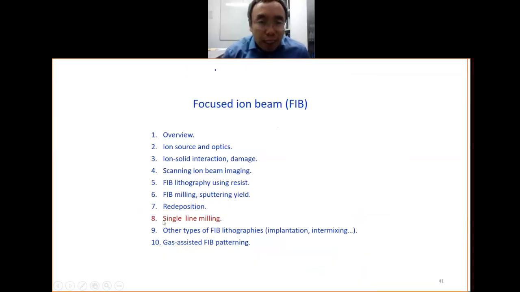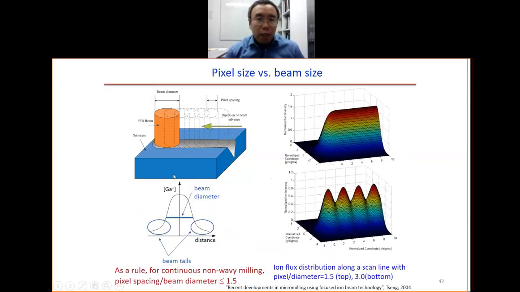So now let's look at a single line milling. I will mill just one line. First, we want to know what the pixel spacing is. The line is milled pixel by pixel. But here is the pixel spacing. This is the beam diameter. Here the beam diameter corresponds to about half. This is a Gaussian beam. The width of the Gaussian beam is defined as the beam diameter.